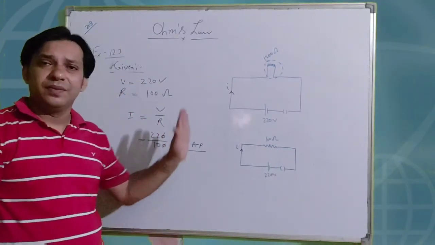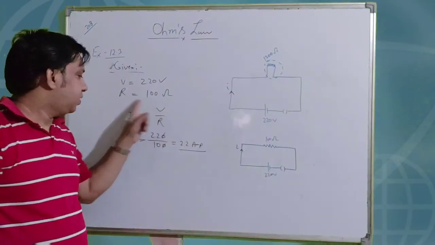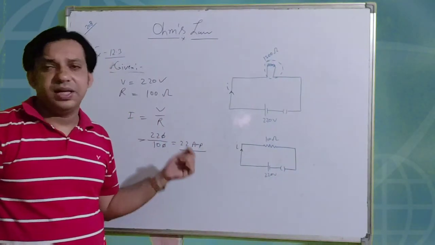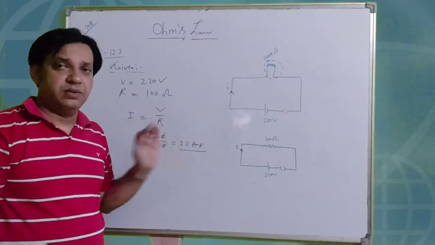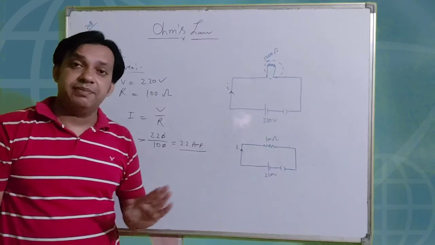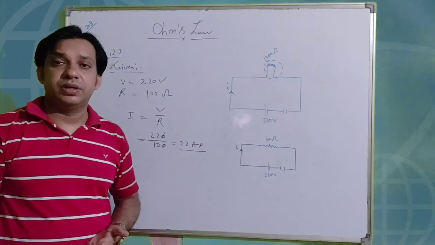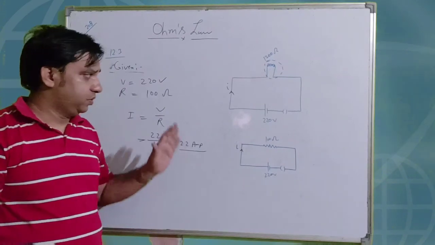So simple. Out of the three variables in V is equal to IR, any two variables are given and you have to identify the third one. And one thing is important, just check the units. Units should be in the ampere system, then you will find the third quantity's unit also in the ampere system. Right? So this is your Ohm's law.